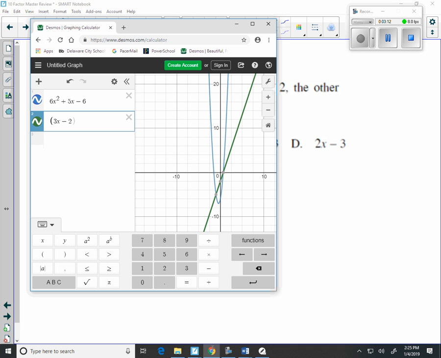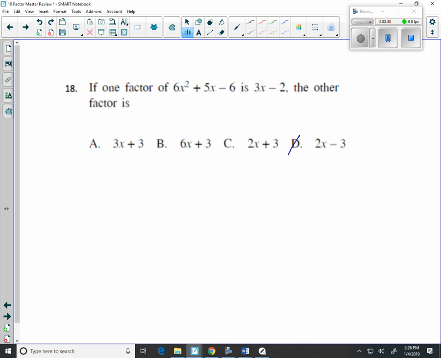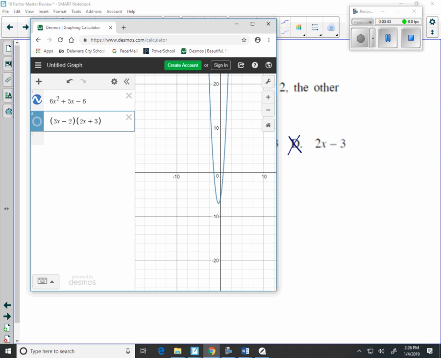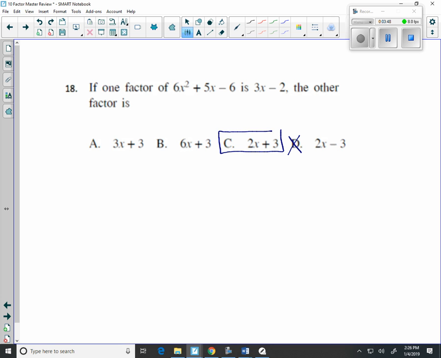So if you're going to do this using Desmos, you're going to have to enter every one of these. So like I can see D as the option right now. So let me put in D, 2x minus 3. So 3x minus 2 times 2x minus 3 does not match up. So D is not a good option. Let's try C, since I just have to change one over there, 2x plus 3. And those do match up. So that is one way you can use Desmos to do a factoring problem for you.